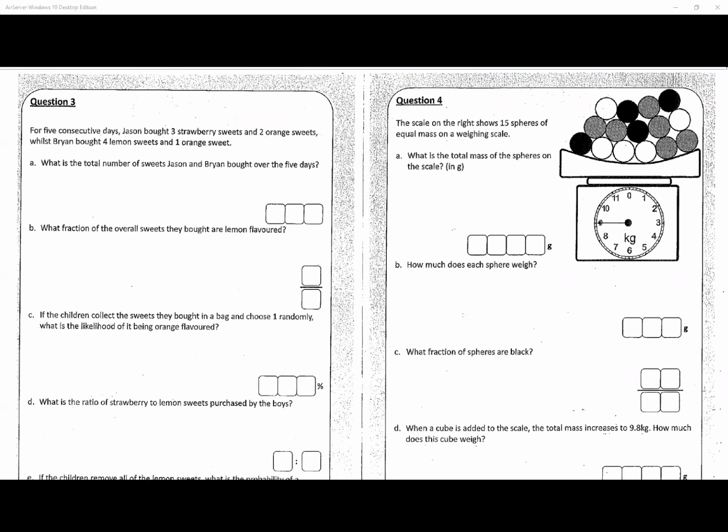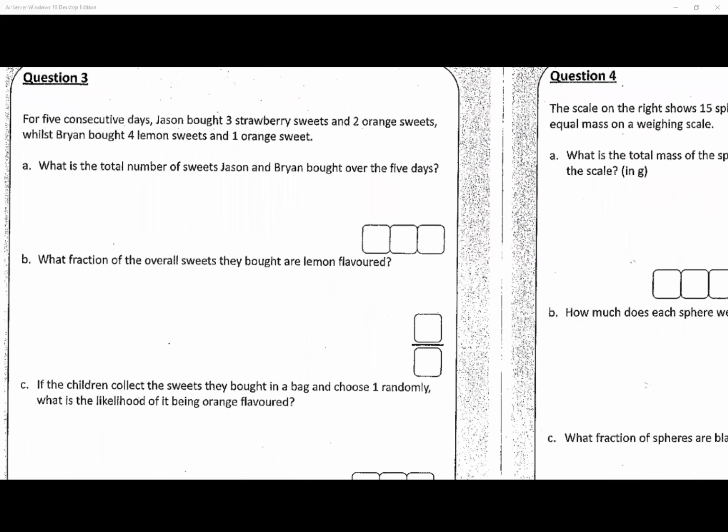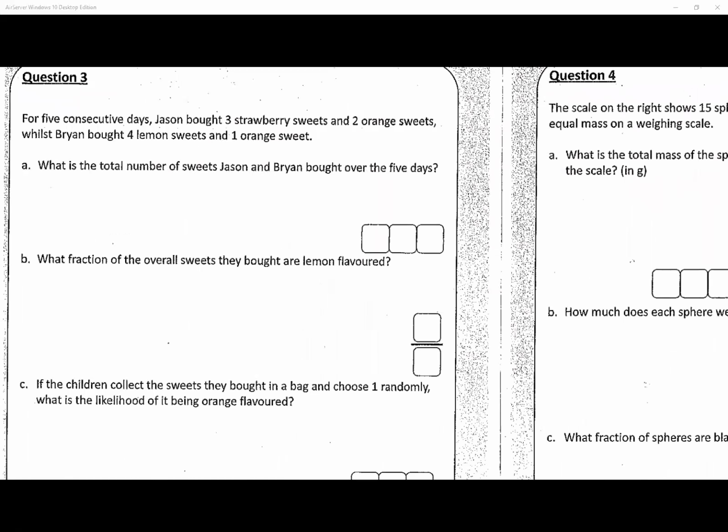Let's have Eliza. Come in, please. For 5 consecutive days, Jason bought 3 strawberry sweets and 2 orange sweets, whilst Brian bought 4 lemon sweets and 1 orange sweet. What is the total number of sweets Jason and Brian bought over the 5 days? Okay, so question number 3A, how are you going to go about doing that then?